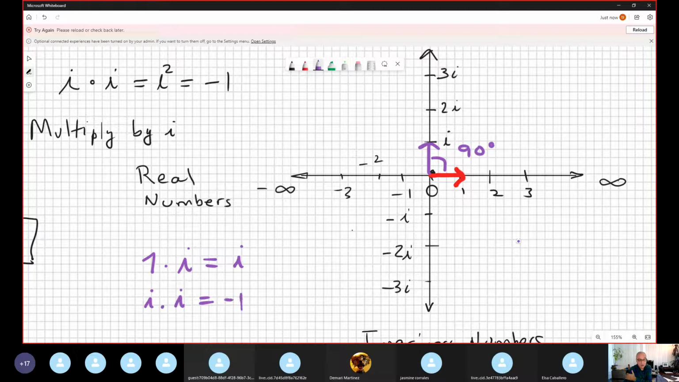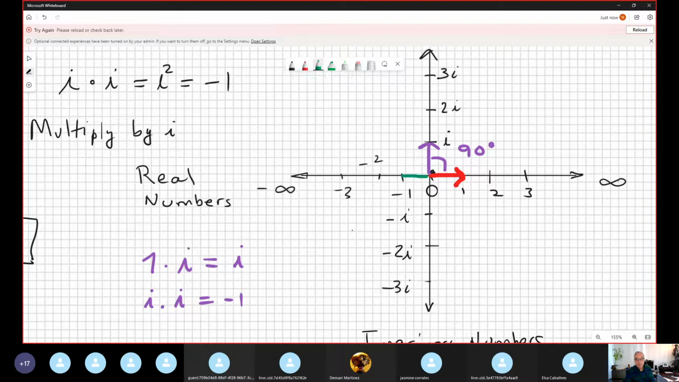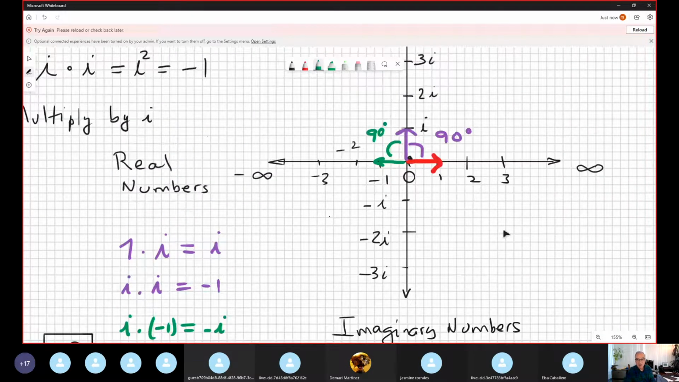I prove somehow that it is negative 1. Then, I rotate one more time by 90 degrees. So I rotate 90 degrees, another 90 degrees. Okay, this is the reason. Suppose that I multiply again, i times negative 1 is negative i. And negative i is exactly on the imaginary axis, but down. This is negative i.